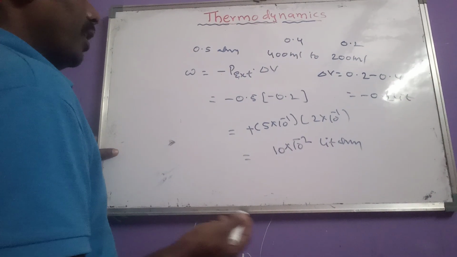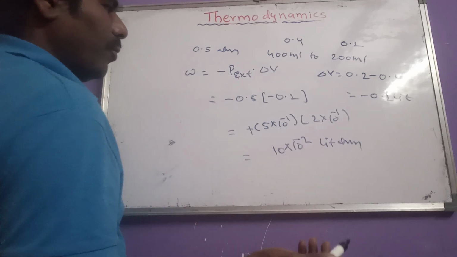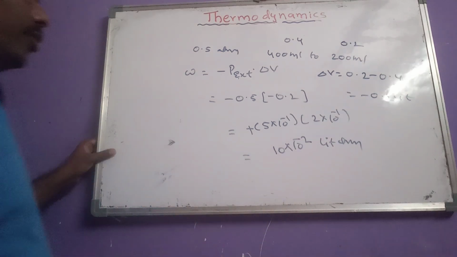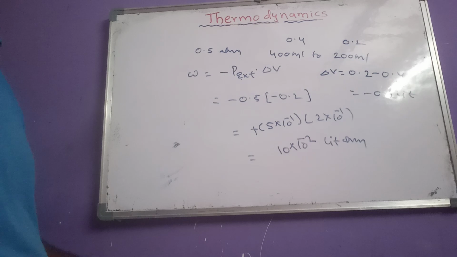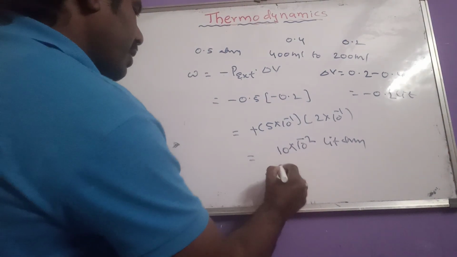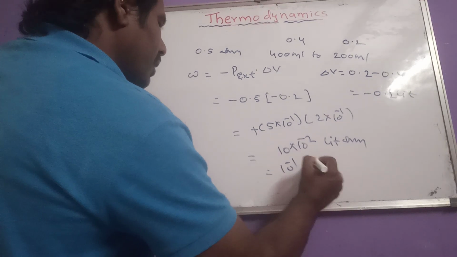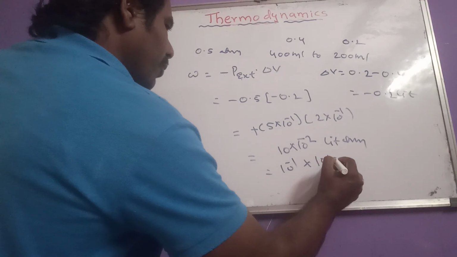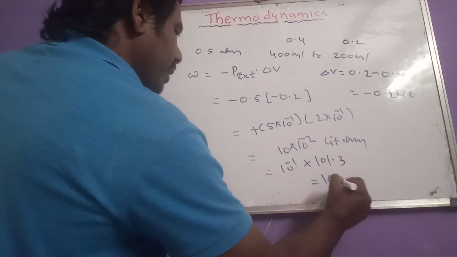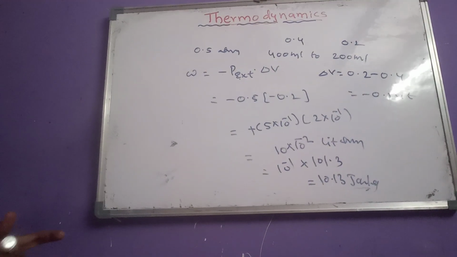Now what we have to do is change this into joules, multiply with 101.3. You get that answer in joules. That means this will give 10 power minus 1. And to convert this into joules, multiply with 101.3, we get 10.13 joules. So this is the work done here.